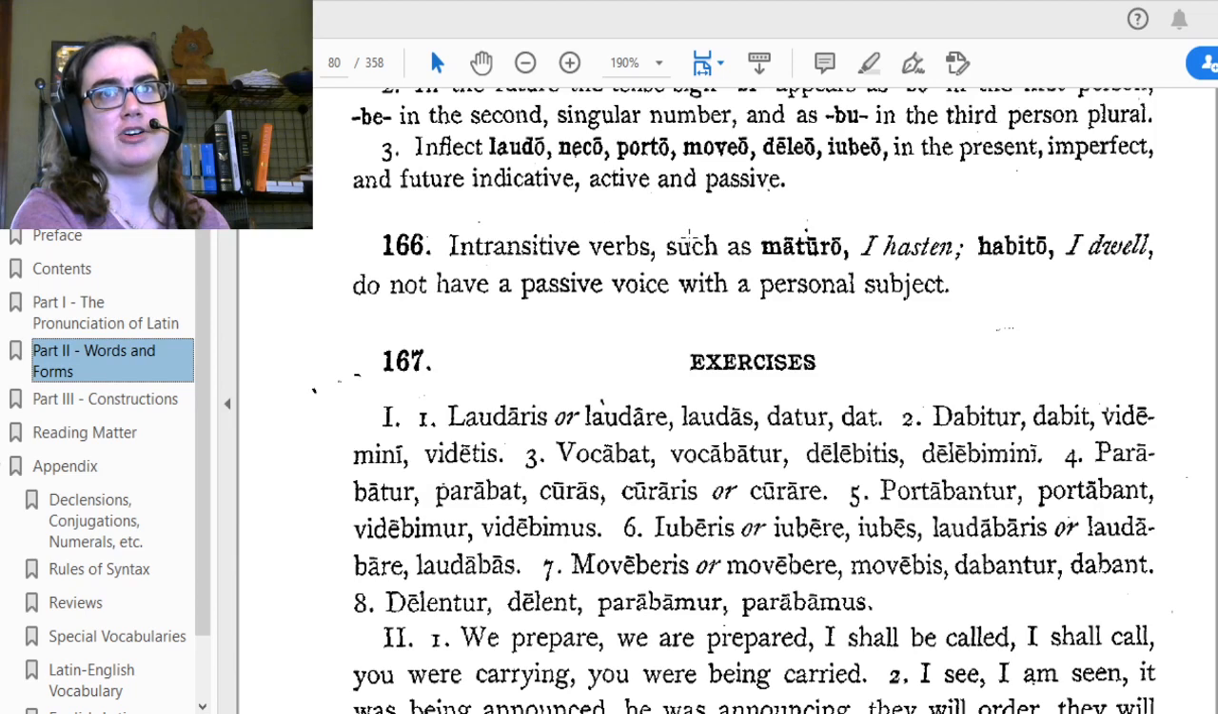Unsurprisingly, intransitive verbs usually don't have a passive with a personal subject, right? So just like with to be, maturo, I hasten, you're not going to say maturor, I am hastened.